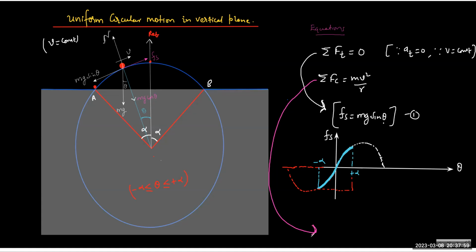Tell me, guys. Mg cos theta minus N. Very good. Mg cos theta minus N equals how much? M v square by r. So do you guys realize this? Yes or no?